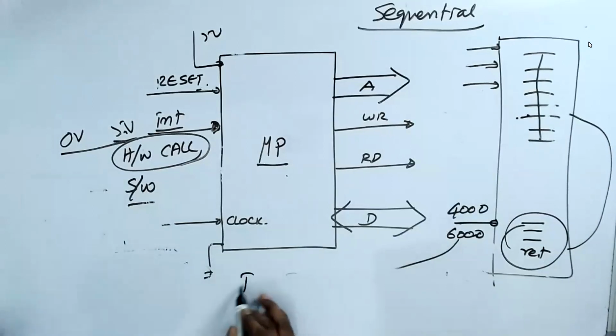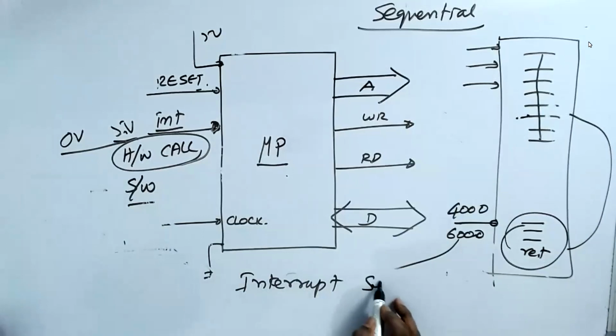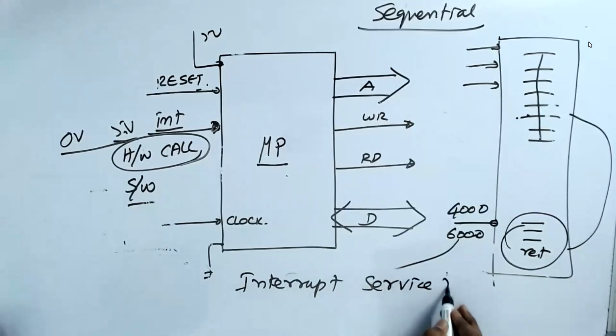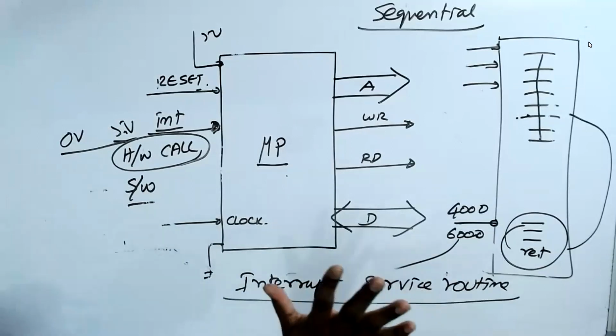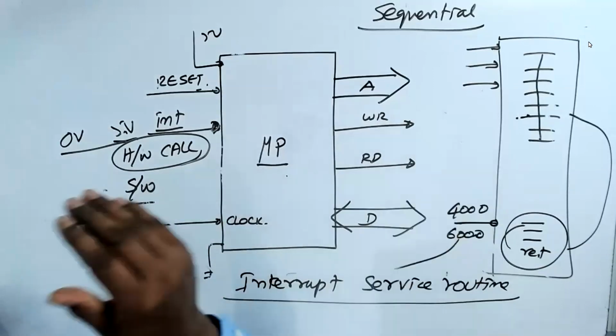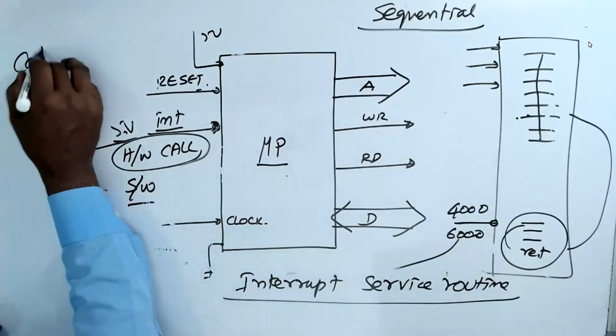interrupt service routine. Am I right? This is called interrupt service routine. So is it clear? That is, I am calling a function.